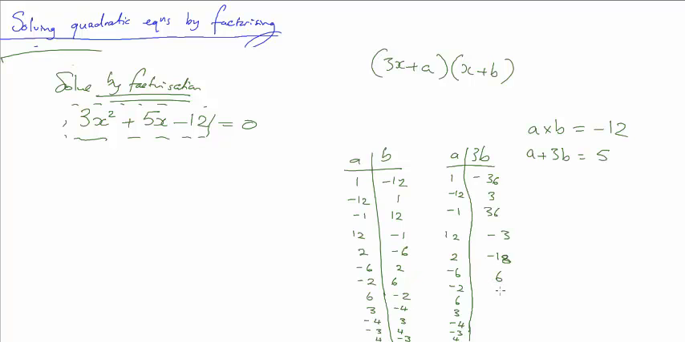Alright, so we got that one. We got 18 minus 6 minus 12. Got 12. No, we got 9. What am I talking about? And that's actually the one. And that's the thing, you want to keep adding along. So the answer is this one. A equals minus 1, b equals 3. So this factorized is (3x minus 4)(x plus 3).